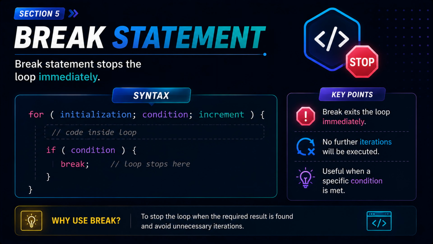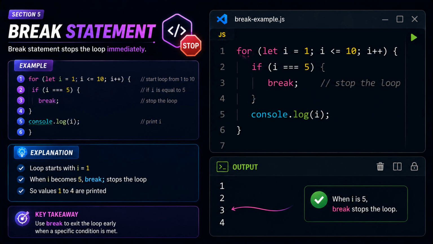Section 5, break statement. The break statement stops the loop immediately. Example: for (let i = 1; i <= 5; i++) { if (i == 5) break; console.log(i) }. Output: 1, 2, 3, 4.